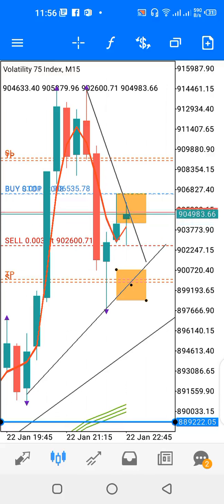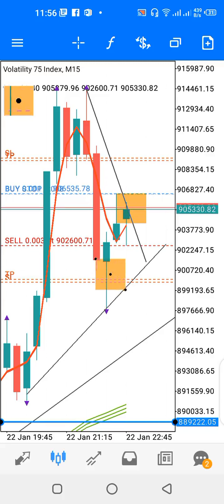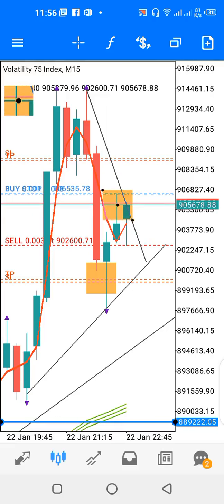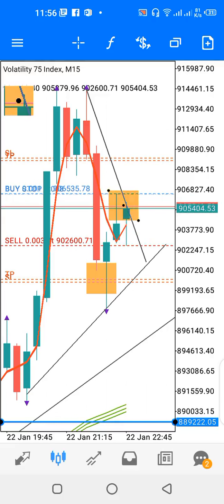Price is ranging, and when price ranges, always look out for wicks, candle wicks. Like we have a long wick here indicating that price should go up. We also have another wick here, indicating that price should continue up. So we have 2 wicks, but we have a wick here indicating that price should go down.